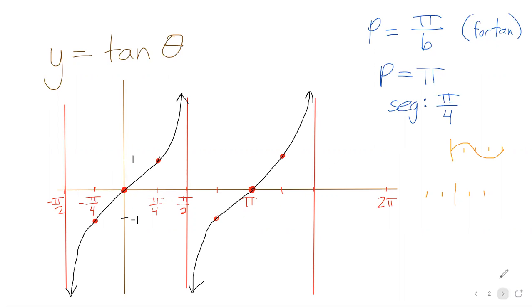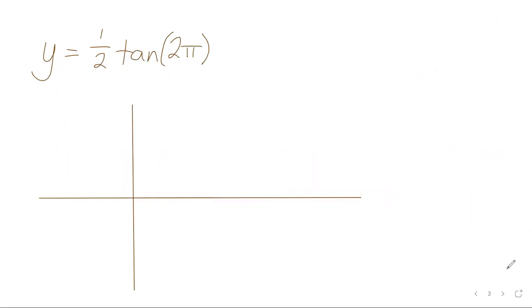Let's do a couple where we have some transformations. And there is a typo in this, so let me change that. Okay, y equals 1/2 tangent of 2 theta. So we'll follow the same process that we talked about on the last one. There's just going to be some adjustments here. For tangent, the period is pi over b. In this case, b is 2. So our period is pi over 2.